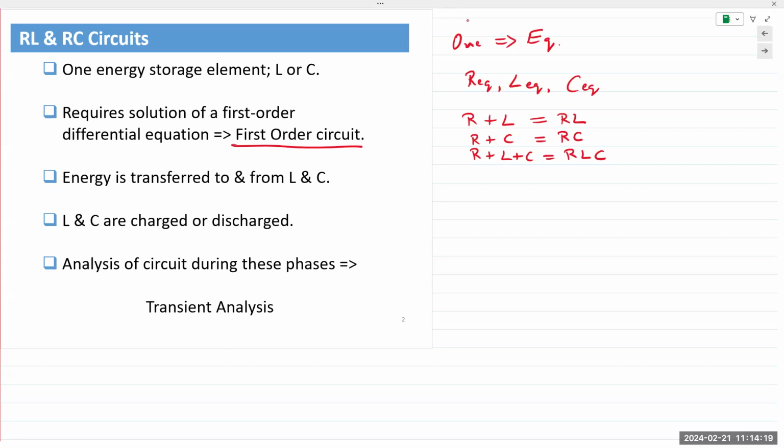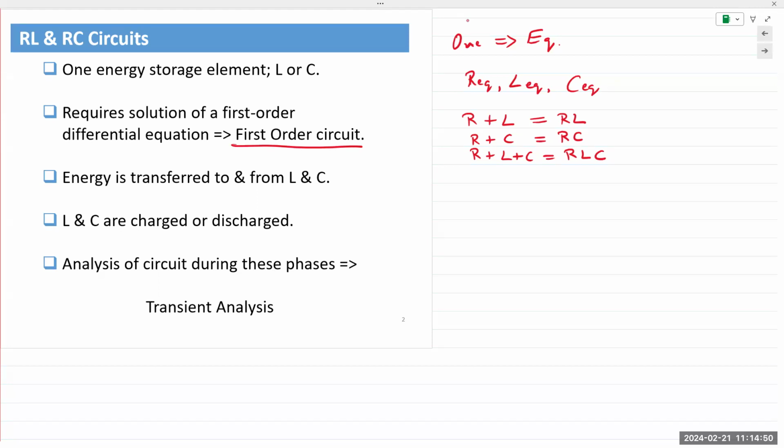If it's more than one, we have a second order differential equation, and hence it's referred to as a second order circuit. And then so on and so forth. For the most part, we are able to reduce it down to one single component, and so we refer to it as a first order circuit. And that's what we are looking at in this chapter. Okay, first order circuits.